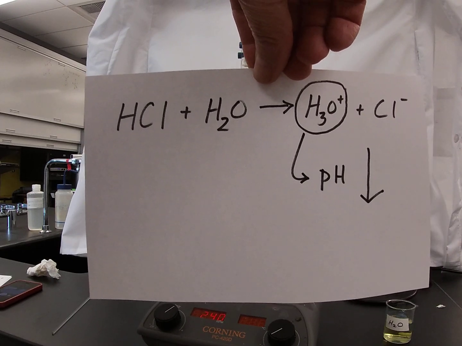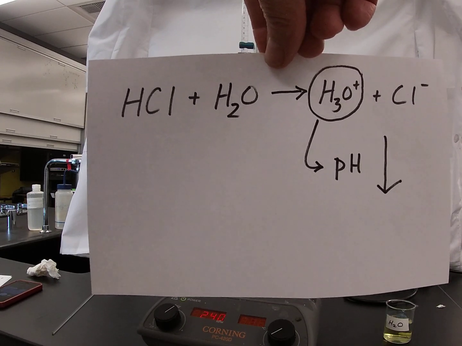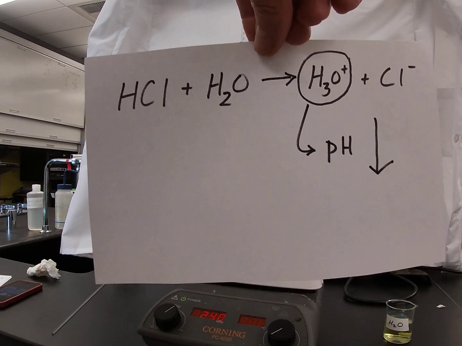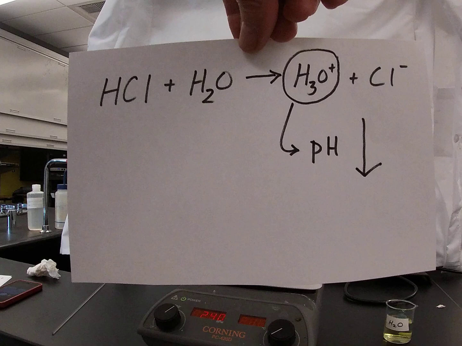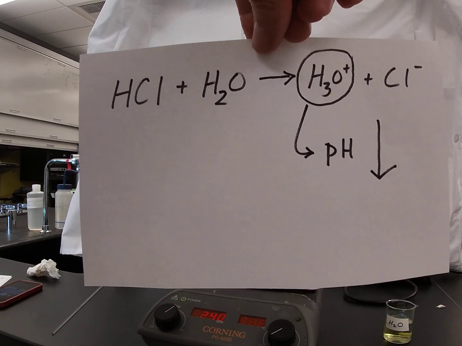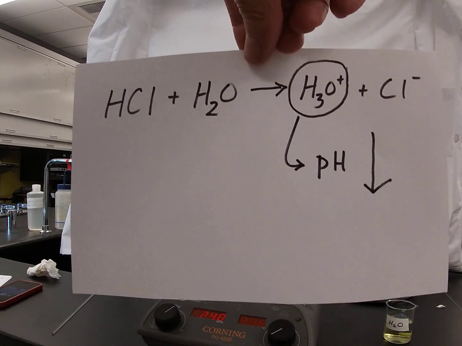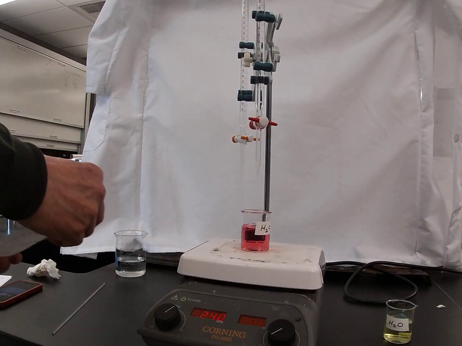Here, hydrochloric acid added to water produces hydronium ion, and that hydronium ion, you remember, is the thing that dictates the pH, and the pH then goes way down, indicating acidic conditions whenever we put a strong acid into water.